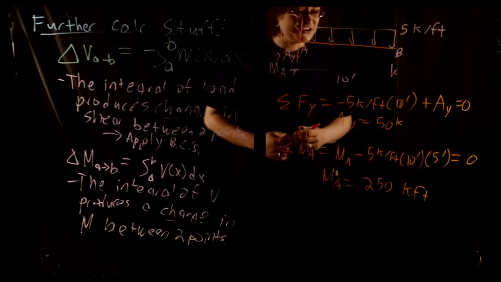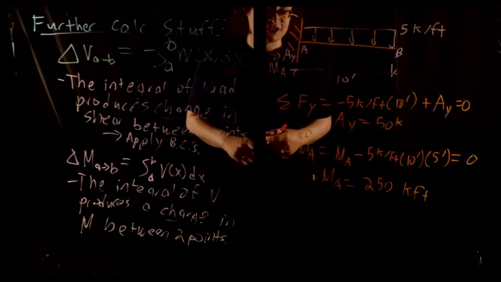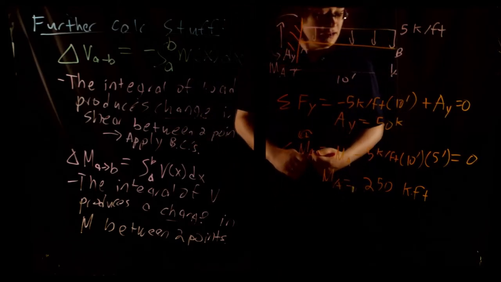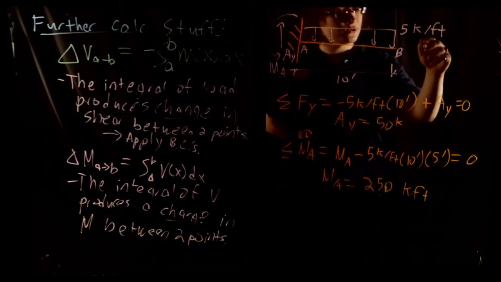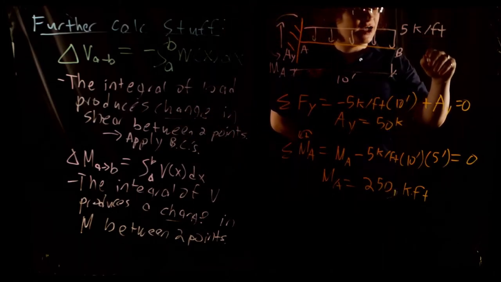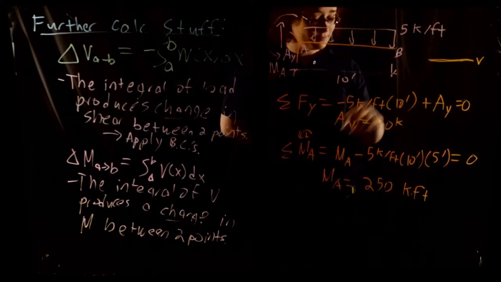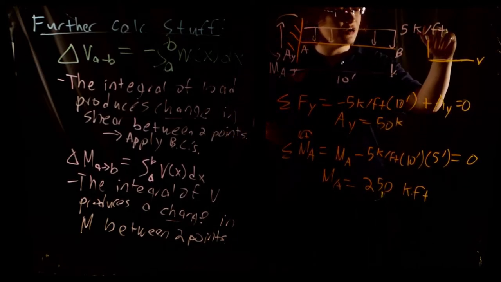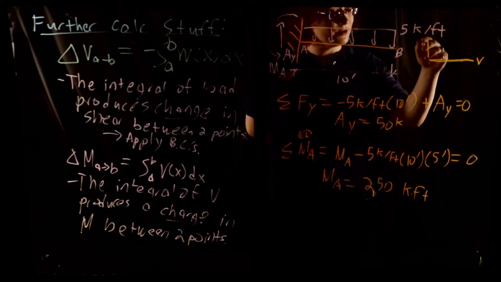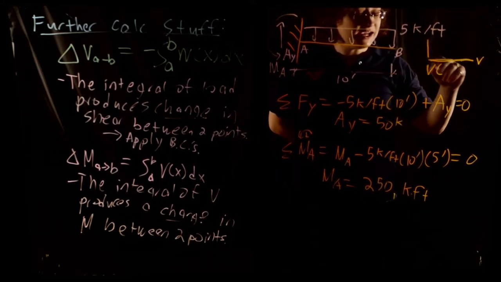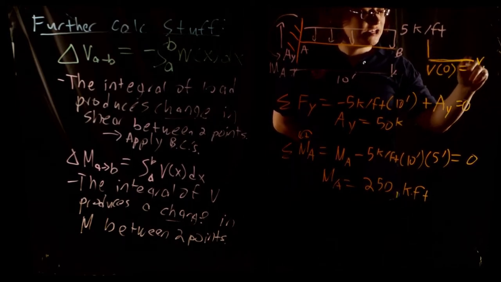However, I then need to turn these into boundary conditions. So we need to think about this. Now, the shear is going to be fairly straightforward. It will pop up right at the start. That vertical load will cause the shear to initially pop up to a value of 50 kips. So V at 0 is going to be equal to 50 kips.